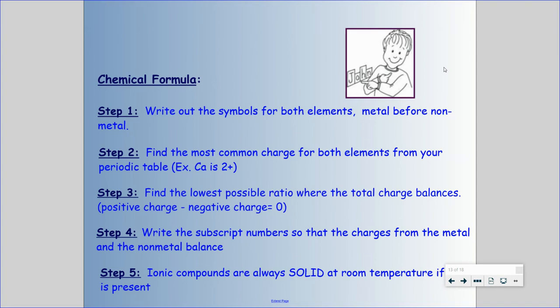Once you figure that out, you're going to write some subscripts, which are smaller numbers beside the letters. And that represents the charges from the metals and the non-metals. So it helps balance out and tells you how many atoms of each element you're going to have. And then last but not least, you're going to put a state on it. Now, ionic compounds are always solid at room temperature unless there's water present.